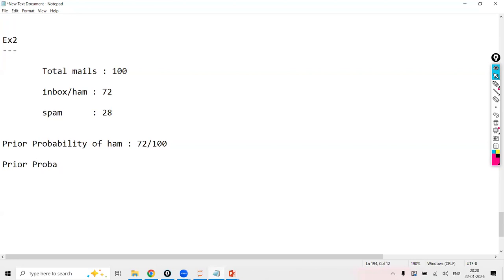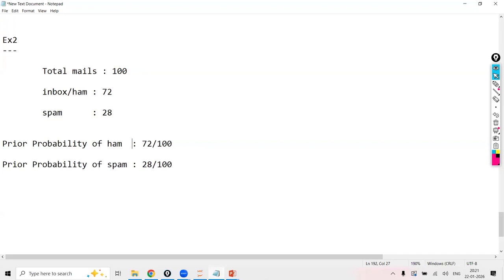There is no likelihood, guys. I'm asking only the prior probability. Prior probability is 28 by 100. Prior probabilities are completed. For prior probability, we don't require the words inside. Just we require the count. That is not even required for prior probability.